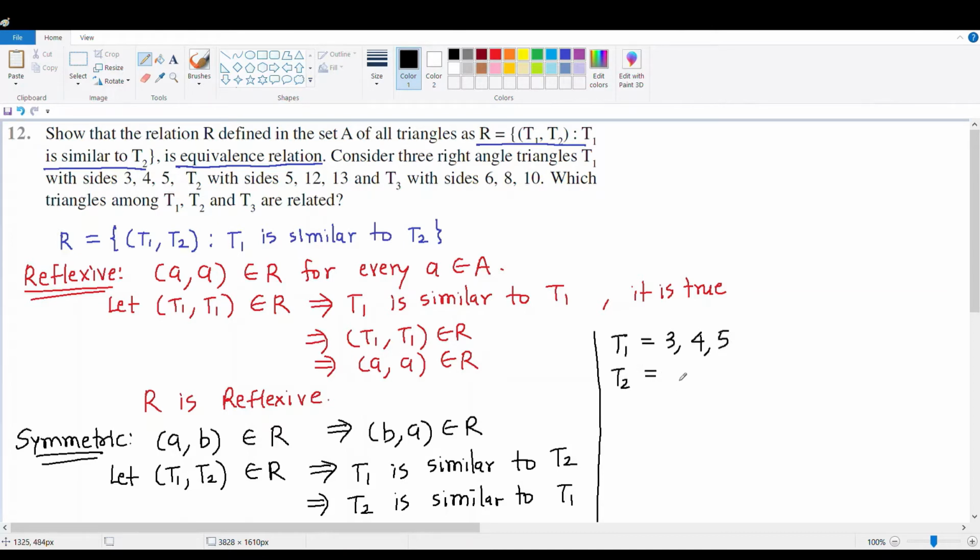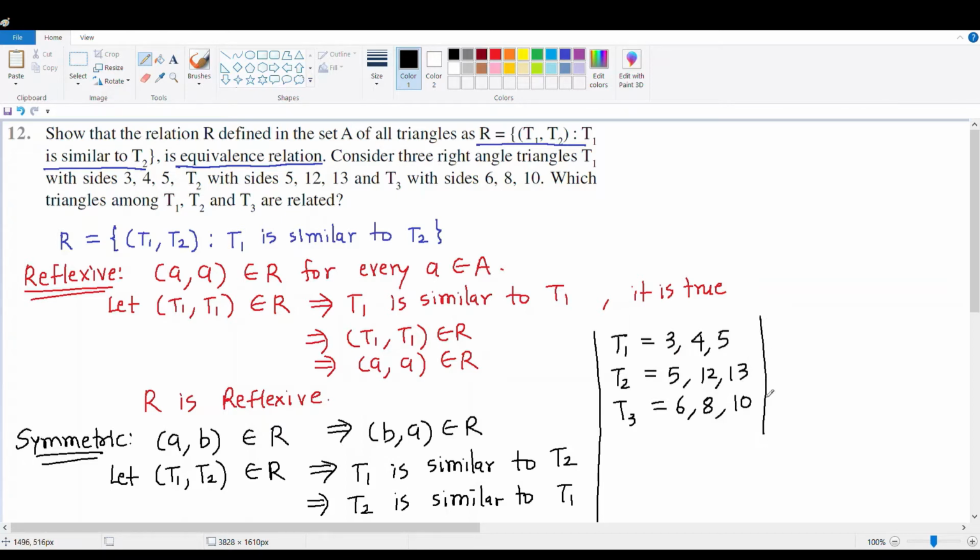T2 we are given as 5, 12 and 13, and T3 we are given as 6, 8 and 10. And we are supposed to find which triangles among T1, T2, T3 are related. That means which triangles are similar to each other, right? So we just need to look at the ratios of these sides, right?